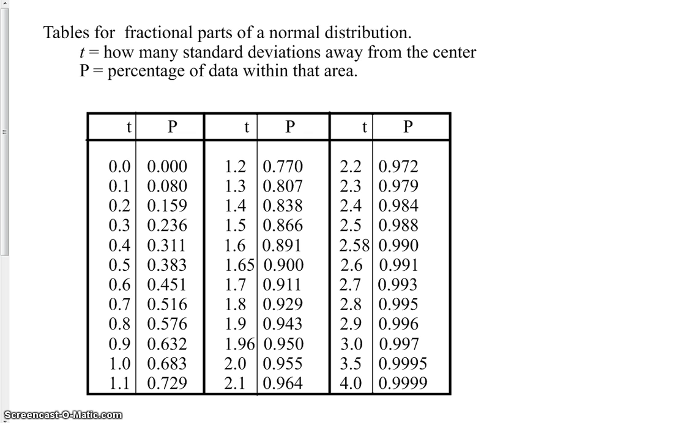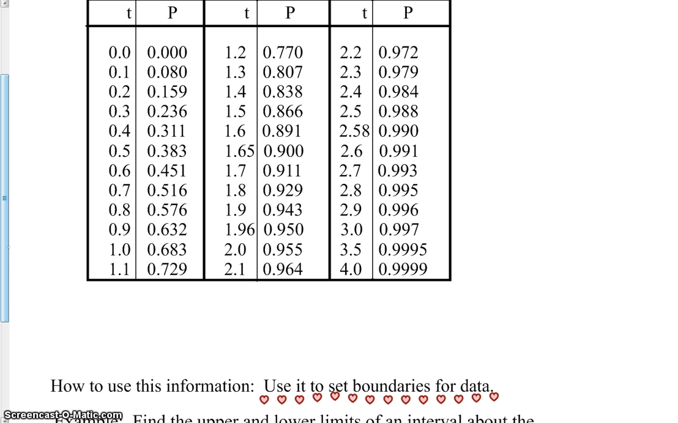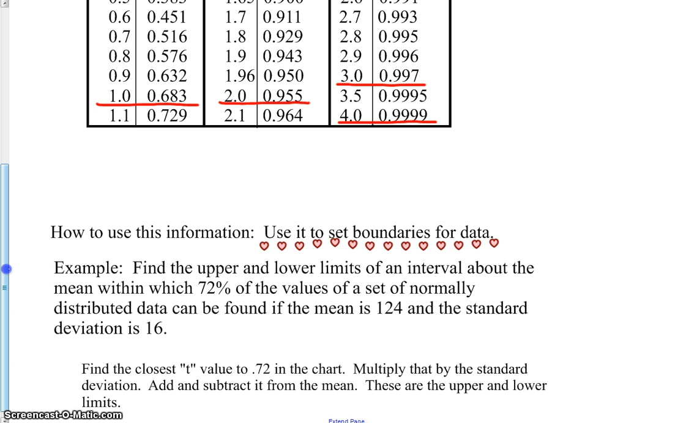In this chart, T represents the number of standard deviations from the center, and P represents two things: the percentage of data within that area, or the probability of a number falling in that area as well. So this is a probability as well as a percentage chart. And if you notice, at 1, it's 68.3%, at 2, 95.5%, at 3, 99.7%, and at 4, 99.99%. That is exactly the same numbers that we are already using in the previous problems.